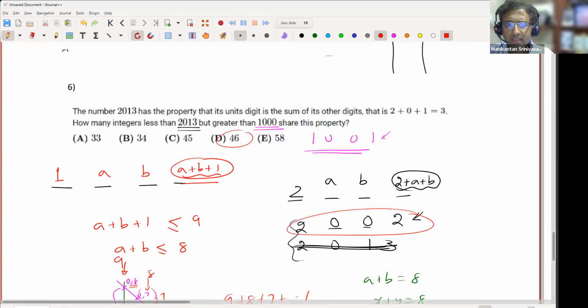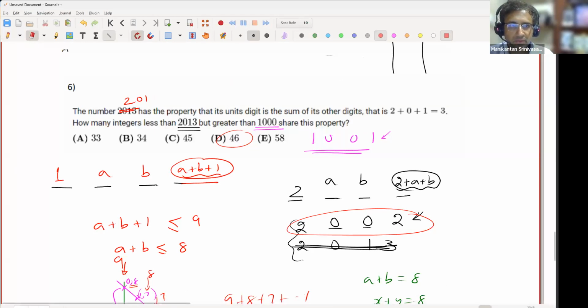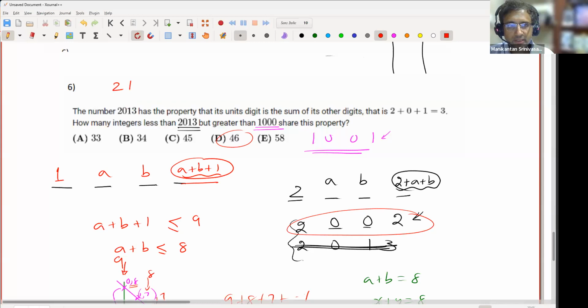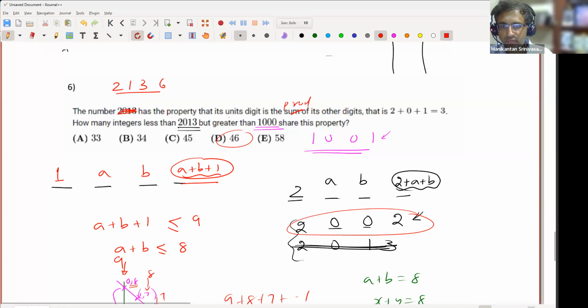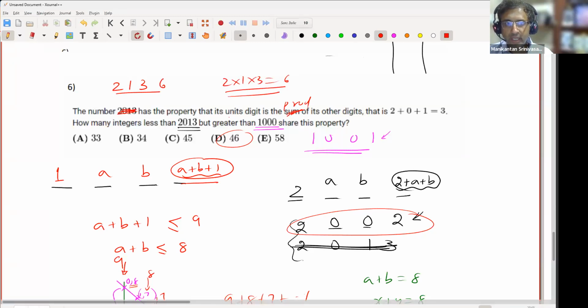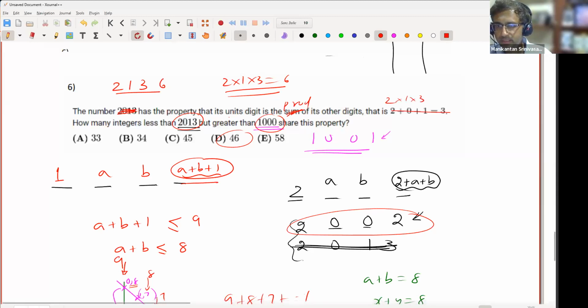Okay, all right. I'll make it a product instead of a sum. So 2136 is an example, right? 2136 has the property that its units digit is the product of its other digits. So 2 into 1 into 3 equal to 6. That's just one example, right? Can you find how many integers with the same restriction, let's say between 1000 and 2013, have this property?